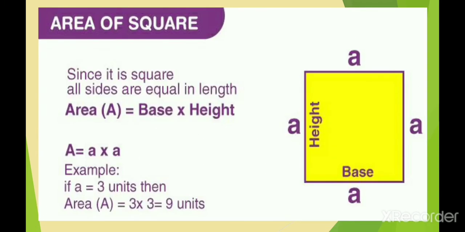Another example, area of square. In that case all the sides are of equal length, so you can multiply A into A, or side into side, whatever you want to follow. For example, if A is equal to 3, so 3 into 3 is 9 unit. If 3 unit is in centimeter, so the answer will be in centimeter square. If the length of the side is given in meter, then the answer will be in square meter, okay student. I hope it is clear to everyone.